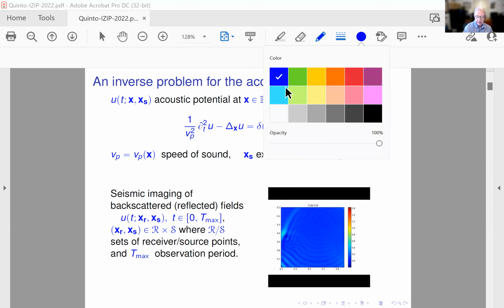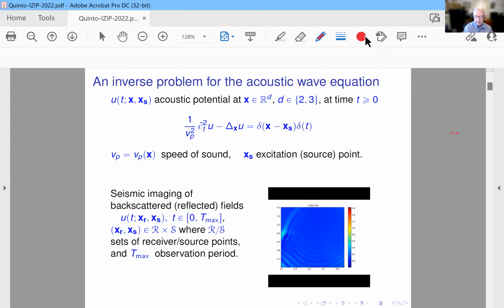where xs is the excitation point or the source point, and then we're measuring backscattered, that is reflected fields, where we have a point, of course, xs here and xr over here. And we observe it for just a fixed amount of time, namely from 0 to t max.